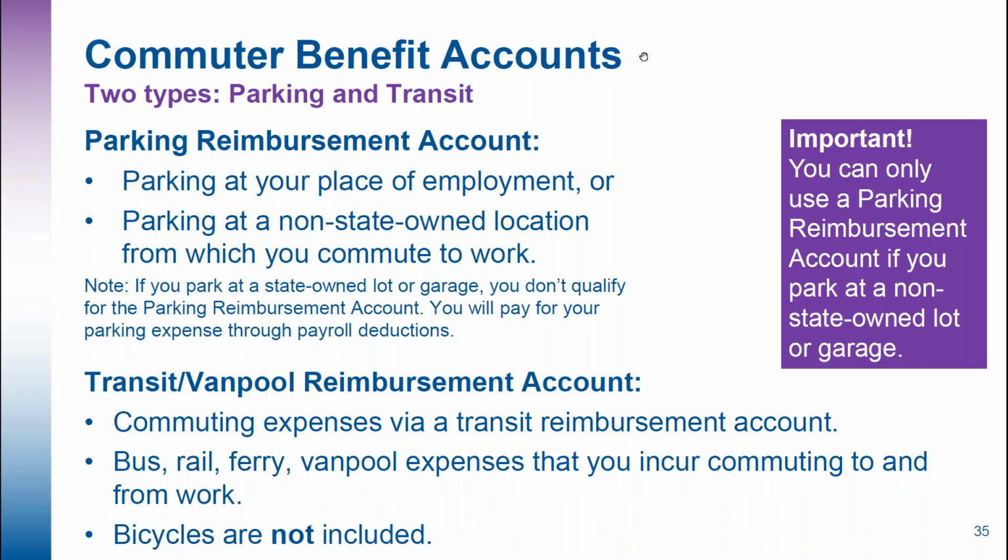We also have the transportation account. This is commuting via mass transit: bus, rail, ferry, van pool to get to work. Bicycles and things like that are not included. Your own personal vehicle is not included. All right, next slide.